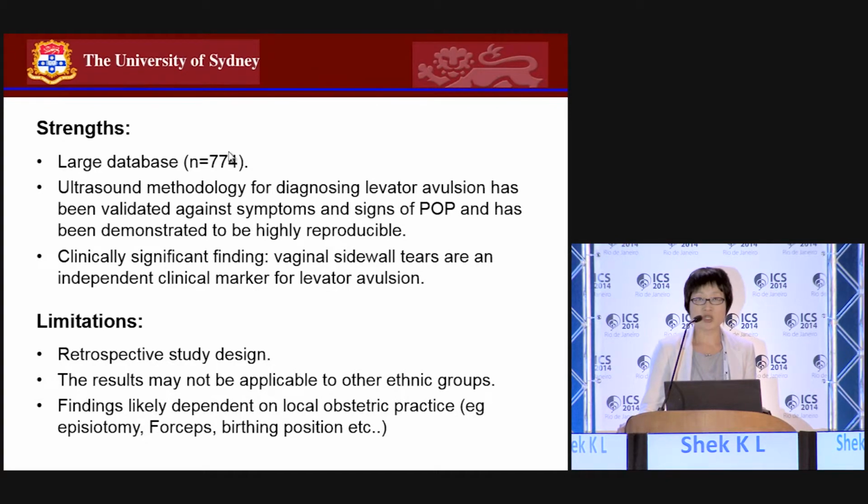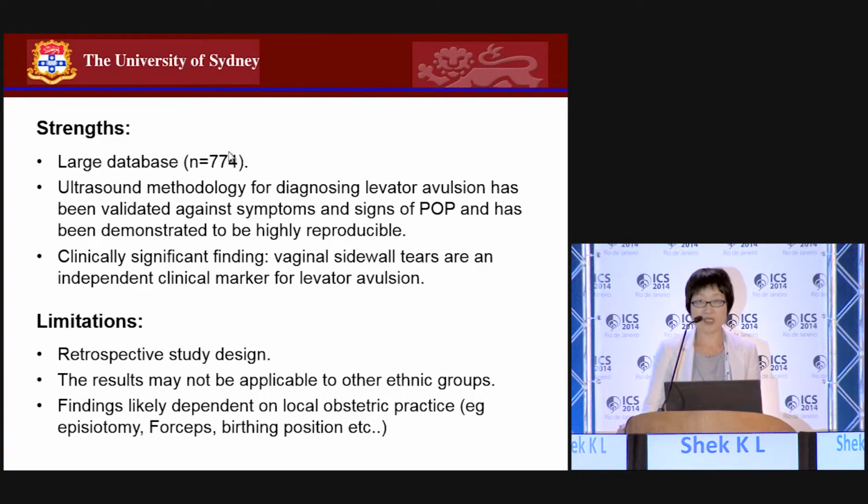The strengths of our study include its large database of 774 patients. Our methodology for diagnosing levator avulsion has been validated against symptoms and signs of pelvic organ prolapse and has been shown to be highly repeatable. We have confirmed previous findings of an association between levator avulsion and third or fourth degree perineal tears. Our study has also shown that vaginal side wall tears are also a clinical marker for levator avulsion.